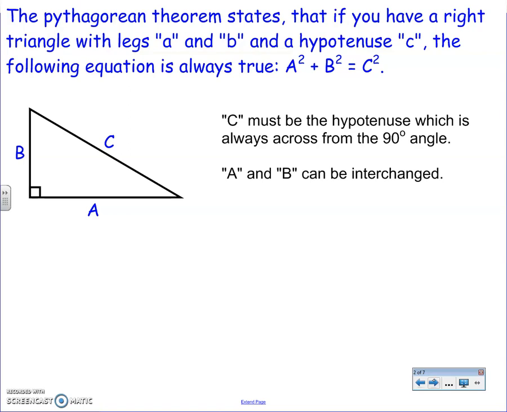C must be the hypotenuse, which is always across from the 90-degree angle. It's also the largest side of a triangle. And then A and B can interchange. Sometimes I like putting A on bottom and B on the side. Sometimes I put B on bottom and A on the side. It does not matter. C is the one that's locked across the 90-degree angle.